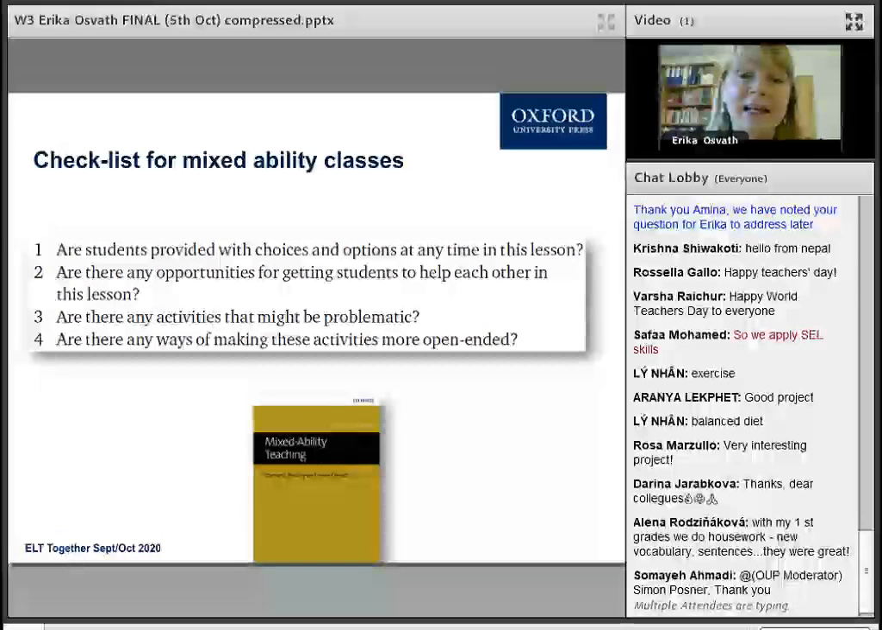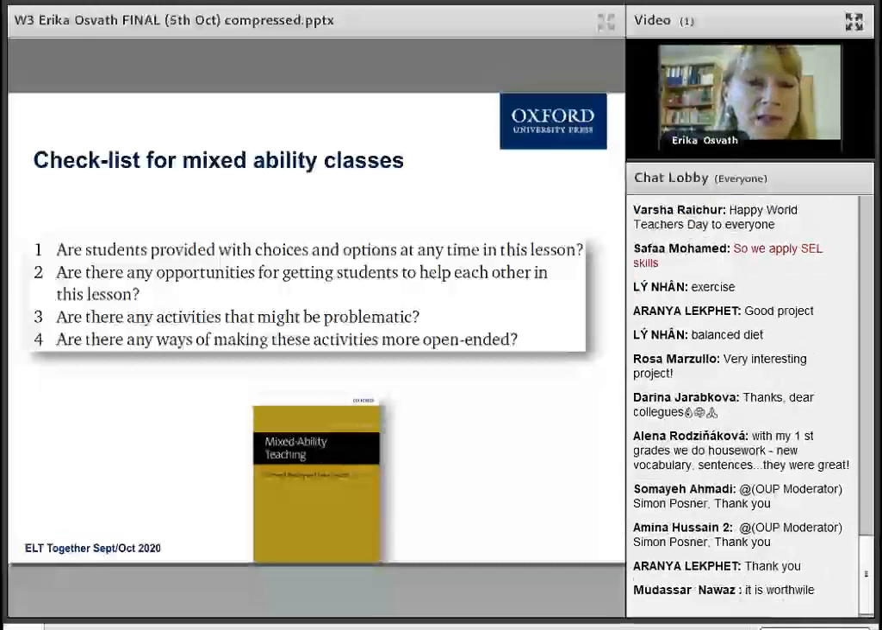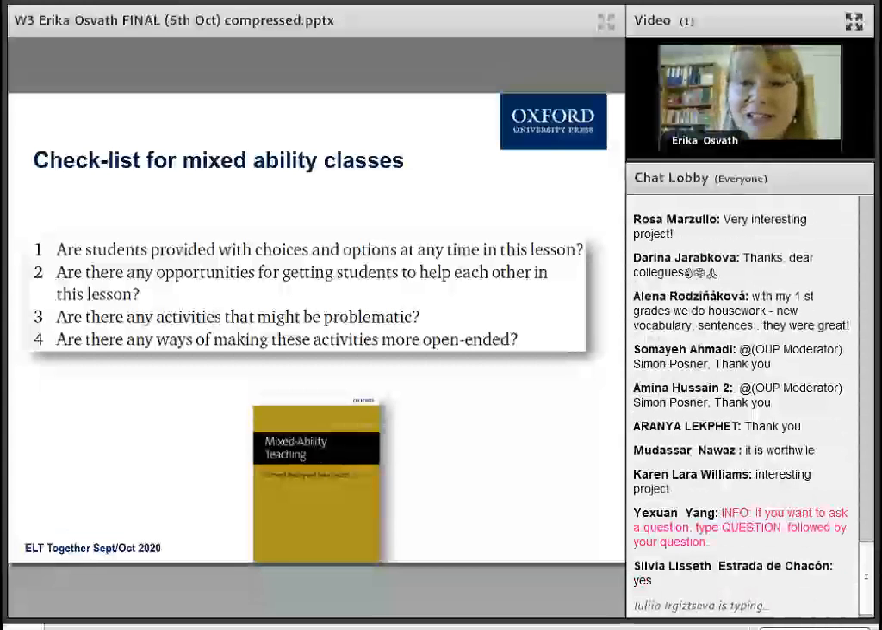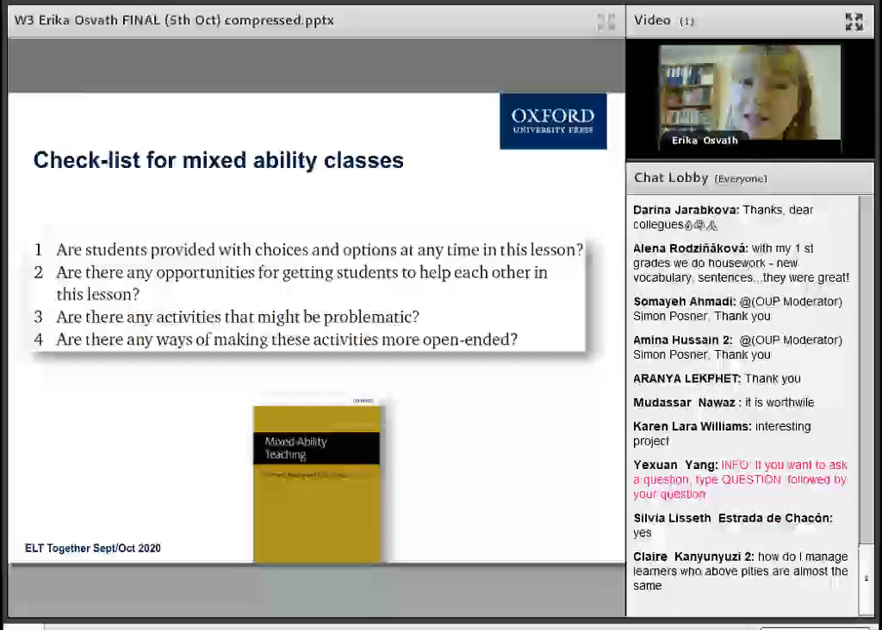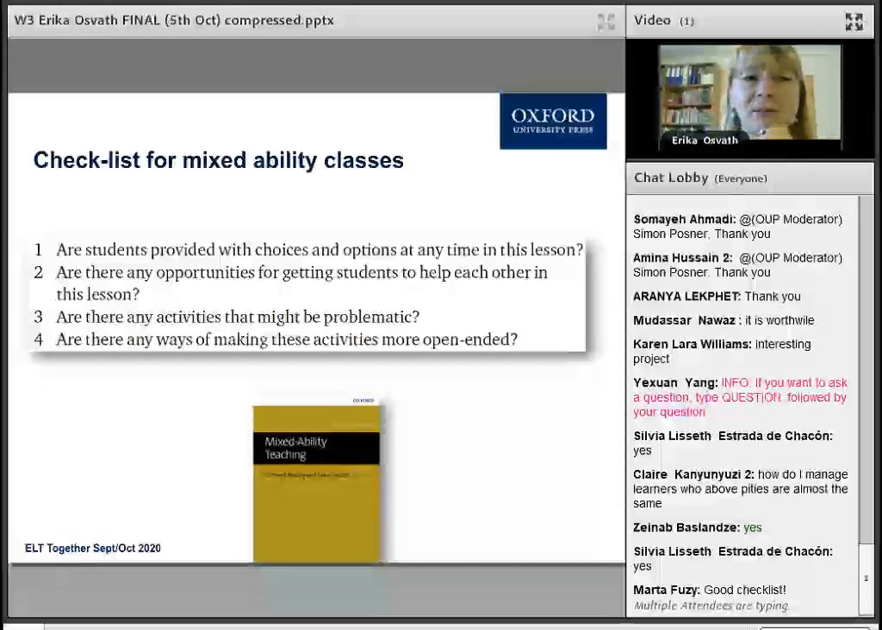Okay, so I would like to share this checklist with you. It's a number of questions we've come up with my colleague at Dudley, with whom I co-wrote this book, Mixed Ability Teaching. In order to engage and involve students of different language abilities, we have to consider different things when we plan our lessons and when we teach. So are students provided with choices and options at any time in my lesson? Ask yourself these check questions.